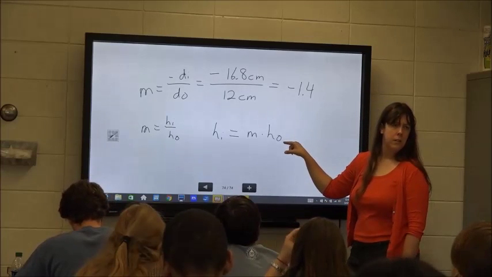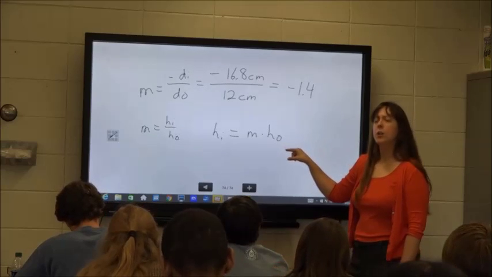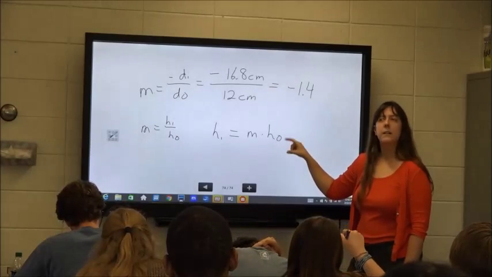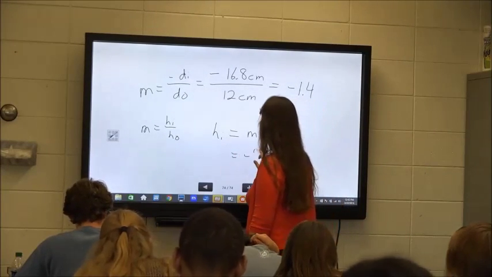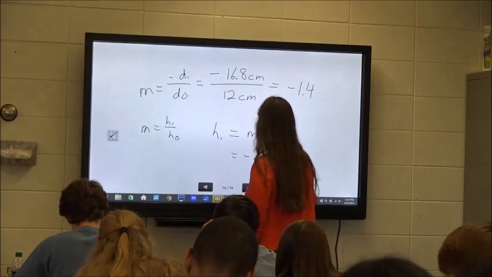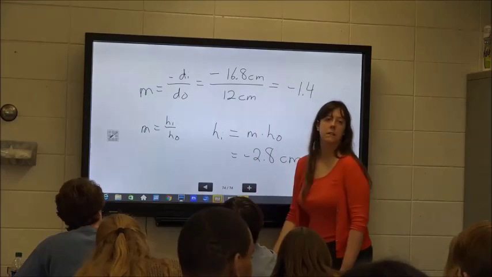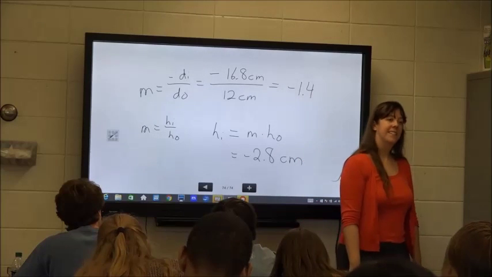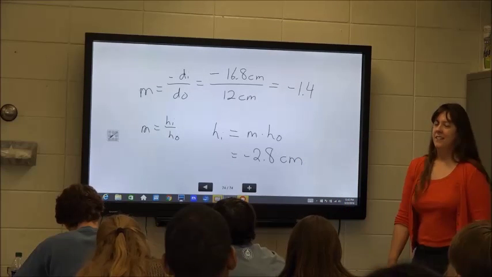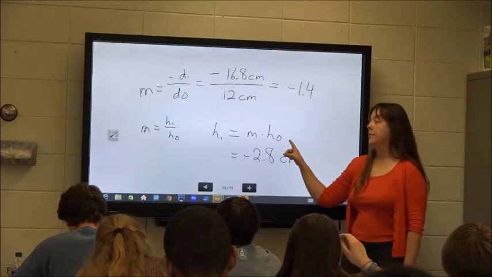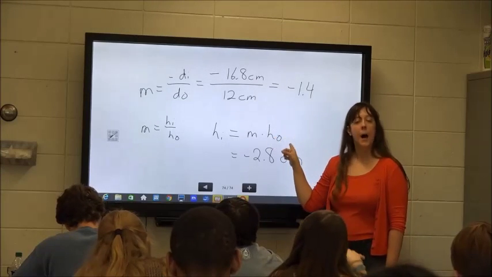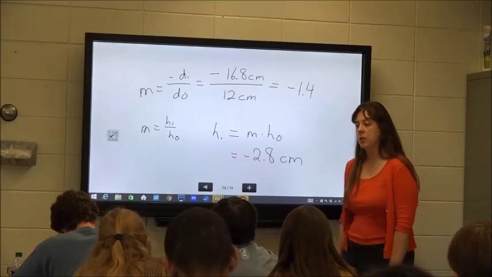What is H-O? The arrow. The arrow is what? The arrow's height. 2.8. So it's like 2 point something? Mm-hmm. 2 point something centimeters. Nifty, right? Cool. So H-I is actually the first arrow that we do? No, H-O is the first arrow. Oh, that's the object. And then H-I is the image.